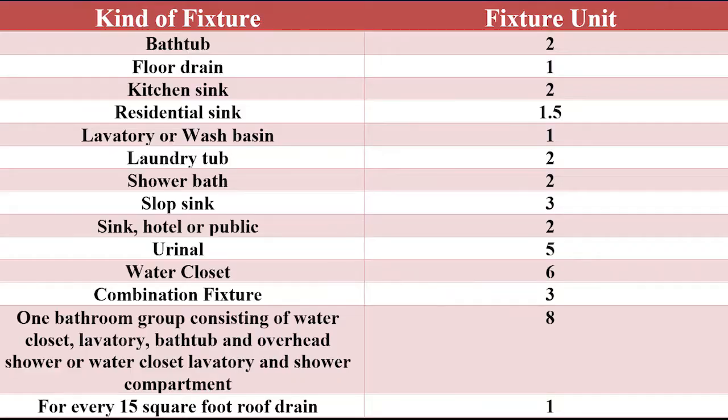How? The Uniform Plumbing Code Committee conducted numerous tests on various plumbing fixtures in order to determine the amount of water each fixture discharges in a 1 minute interval through their outlet orifices. Test results showed that the floor drain, lavatory or wash basin, or every 15 square feet of roof drain has a fixture unit equal to 1. Residential sink with 1.5. Bathtub, kitchen sink, laundry tub, shower bath, sink in hotel or public has a fixture unit of 2. Slab sink and combination fixture has 3. Urinal with 5. Water closet with 6.